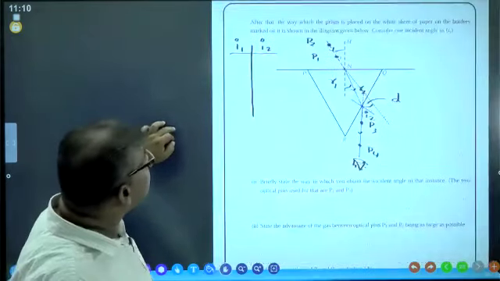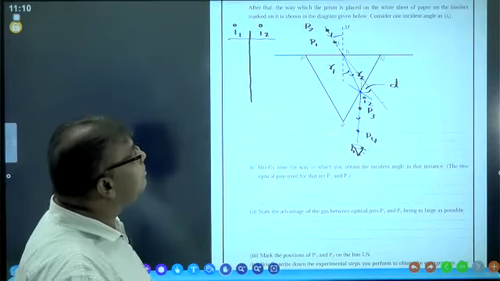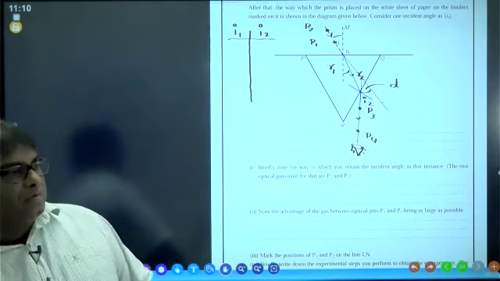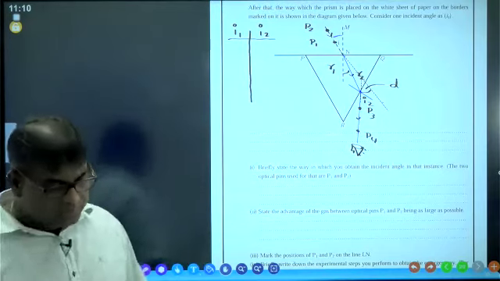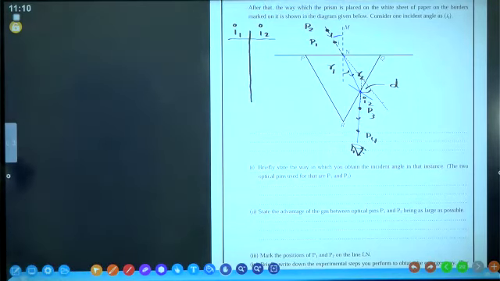First one, briefly explain the way in which to obtain the incident angle in that instant. Placing two pins P1 and P2 aligned with each other while looking through the surface of R and Q, and place another two pins P3 and P4.